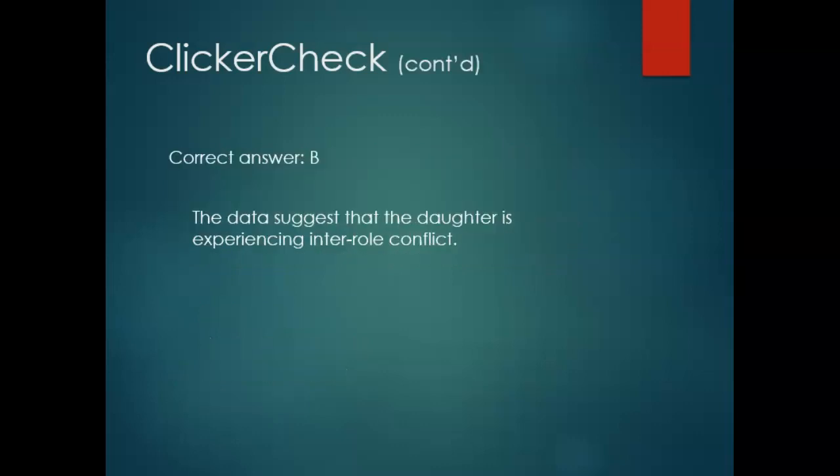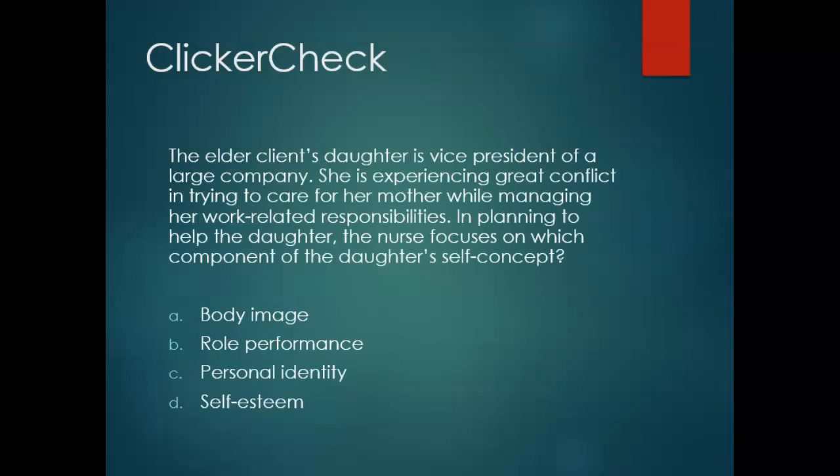So the correct answer is B. The data suggests that the daughter is experiencing inter-role conflict. So she's trying to maintain different roles, taking care of her mother, but she's also the vice president of a large company. So she has a lot of conflict in trying to do both of those things.